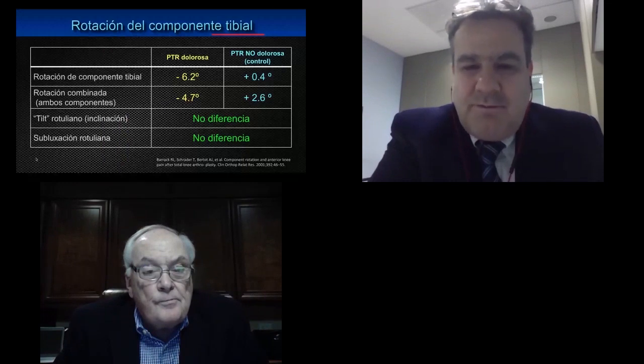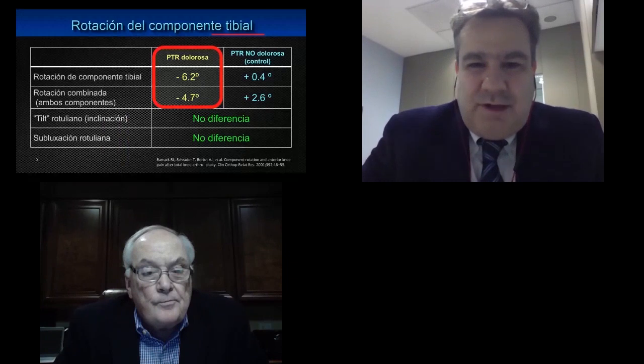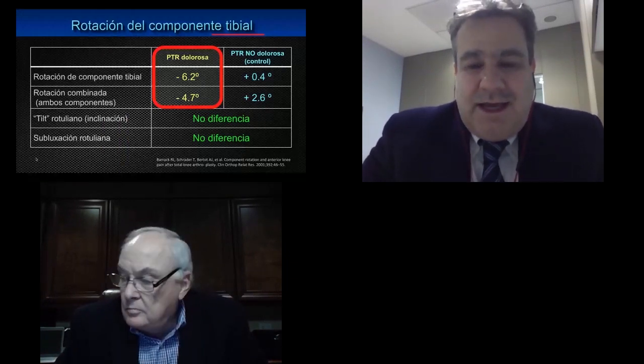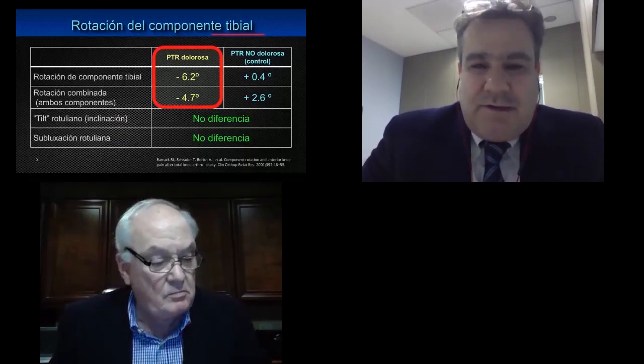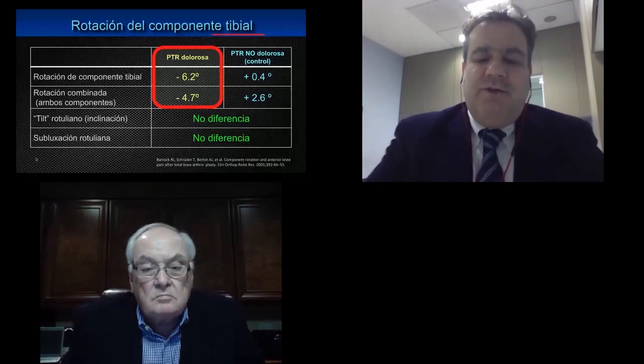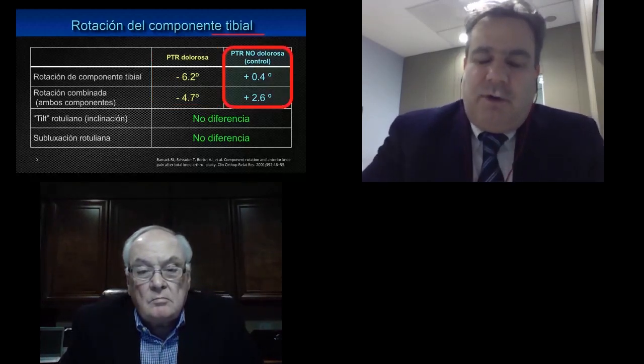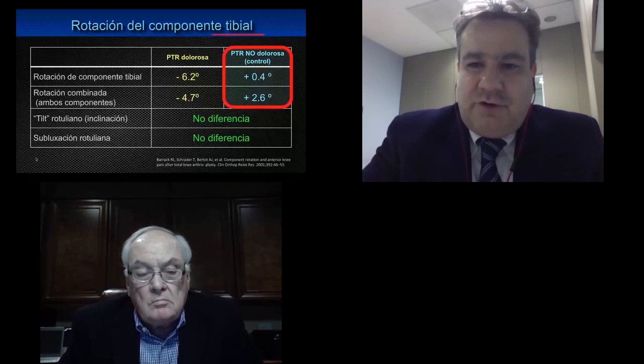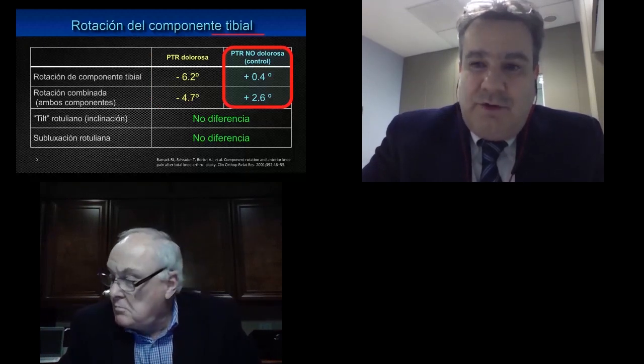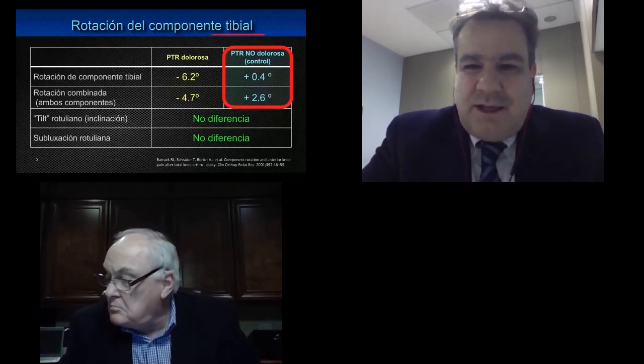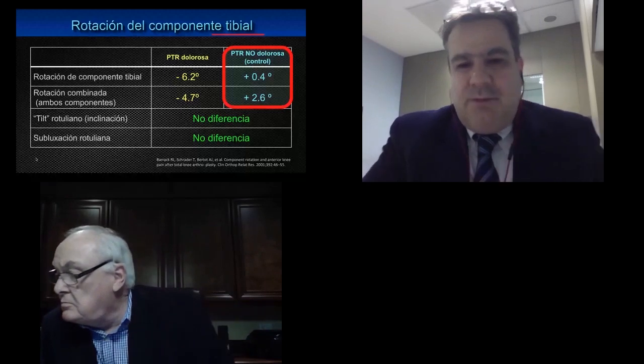o malrotación del mismo. Este es un estudio muy interesante por Robert Barrack, en el cual analiza dos grupos, un grupo con rodilla dolorosa y un grupo control sin prótesis de rodilla dolorosa. En el grupo de rodilla protésica dolorosa observaron que en promedio el componente tibial estaba en rotación interna de 6 grados, mas no así en el grupo de rodillas protésicas no dolorosas o control, en las cuales el platillo estaba en posición neutra o discretamente en rotación externa de 0.4 grados.